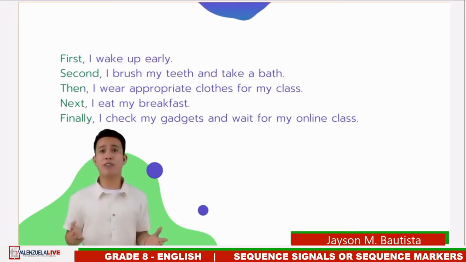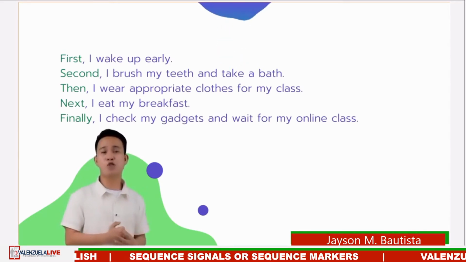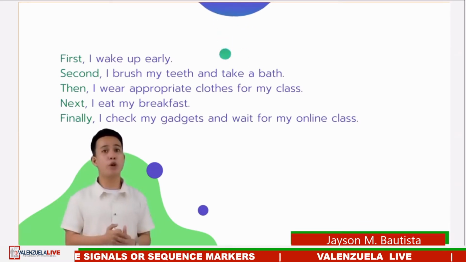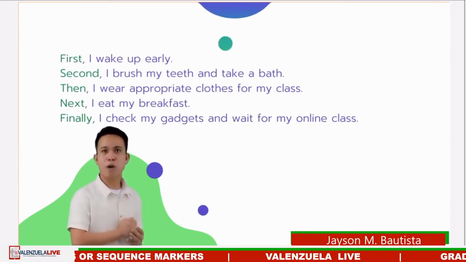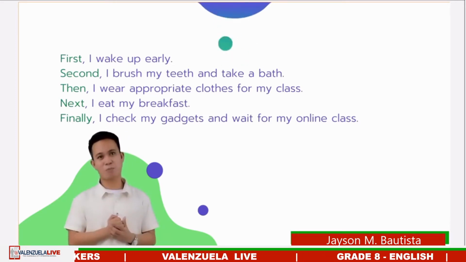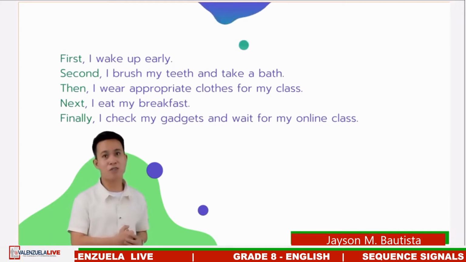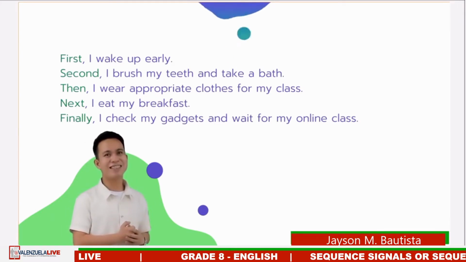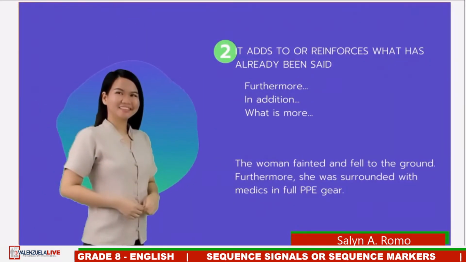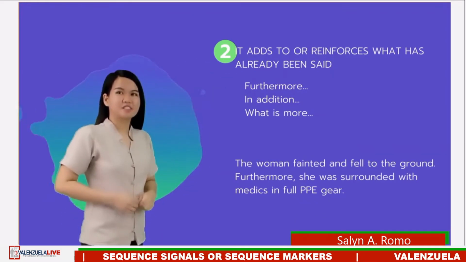This paragraph tells us the step-by-step process of the things that you do in the morning. It is now written in chronological order using sequence markers or signals. How do you find it? Is it better than just merely saying every sentence of your answers? Definitely. Let me give you the next type.